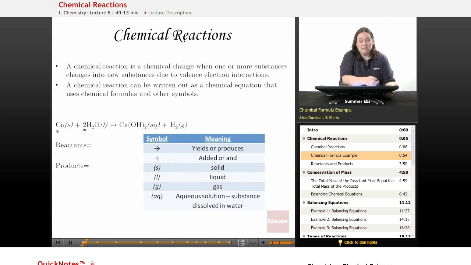Ca means we have calcium here. Right here, this S, it's in italics and in parentheses after the Ca. If you take a look at this chart that I've put up, that means that we have a solid. So in this reaction, calcium is a solid. So we're adding a calcium solid.